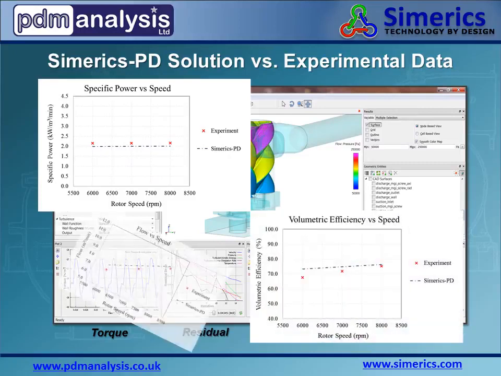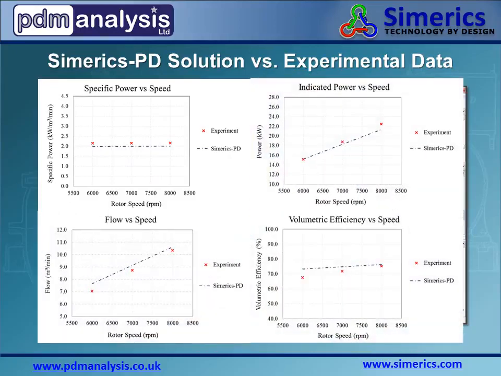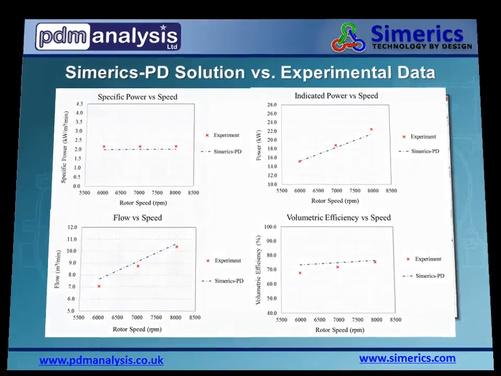These are some of the actual simulation results compared with experimental data collected by City University. Simerics PD was used like a virtual test stand to predict specific and indicated power, volumetric flow rate, and efficiency as they relate to rotor speed, as was done in the physical experiment.